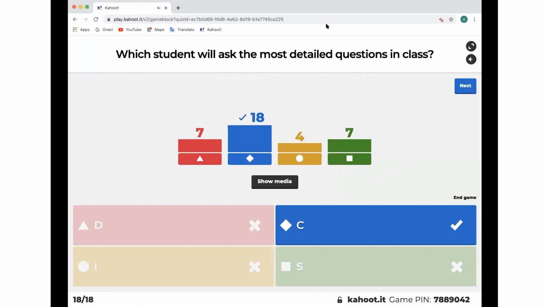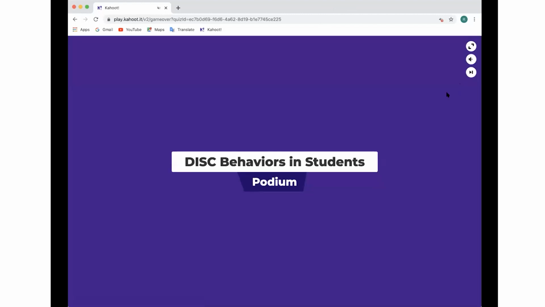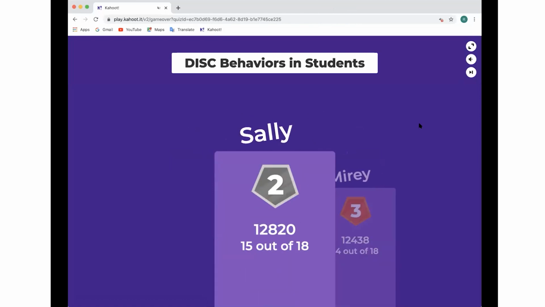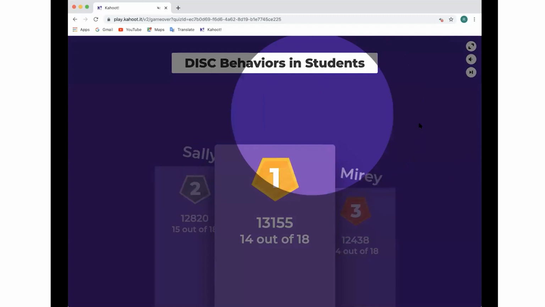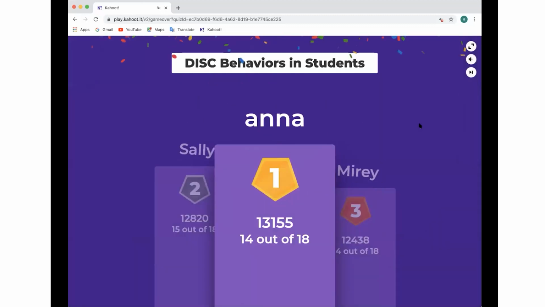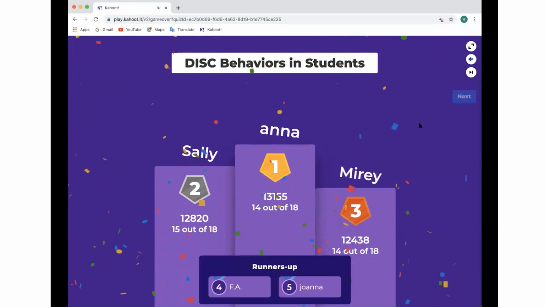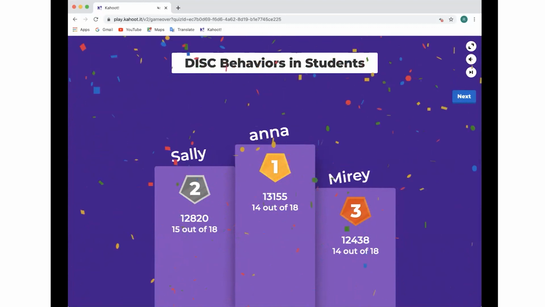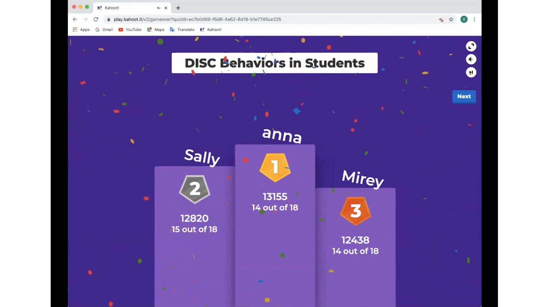Absolutely, the C's will ask the most questions. All right, so we have a winner. Third place, Mari. Second, Sally. And number one, Anna. So congratulations. So we'll see if Anna gets excited about winning a competition. See what type of personality that is.